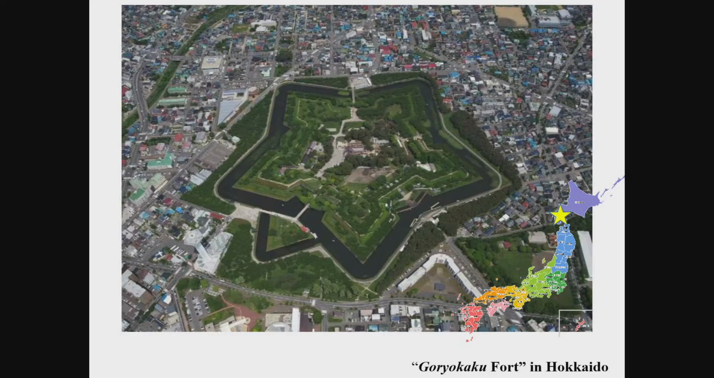This photo shows a historical fort called Goryo-kaku in Hokkaido. This star-shaped fort, built about 160 years ago, is quite rare in Japan. In this fort, there was once a building referred to as Bugyosho, the Magistrate's office.